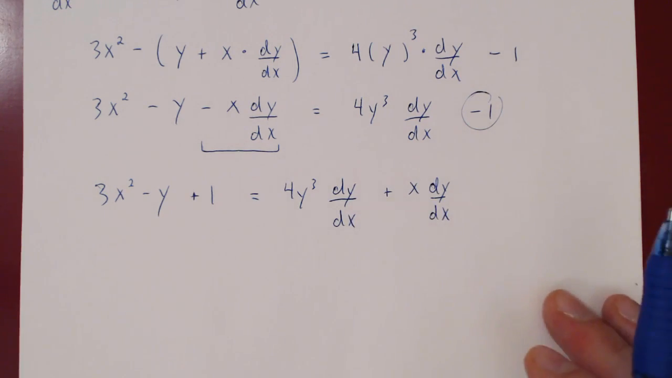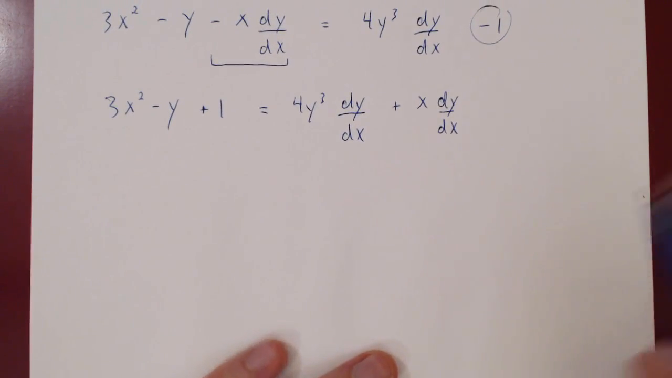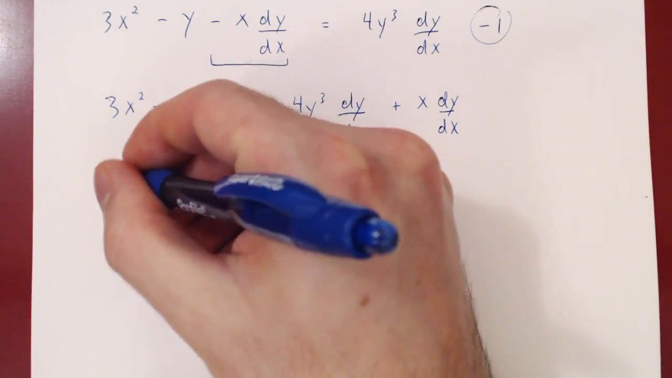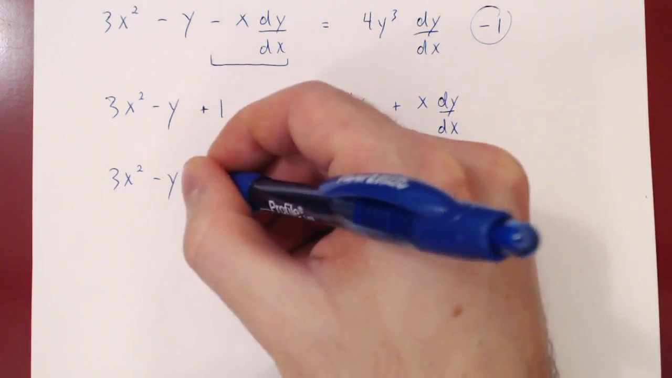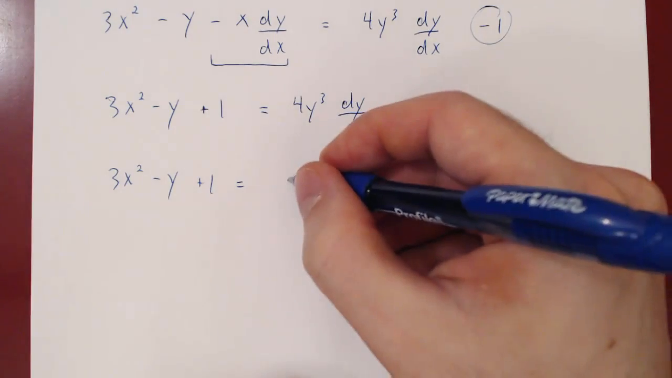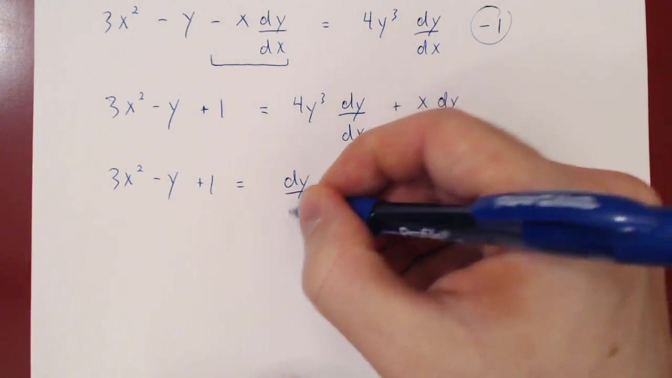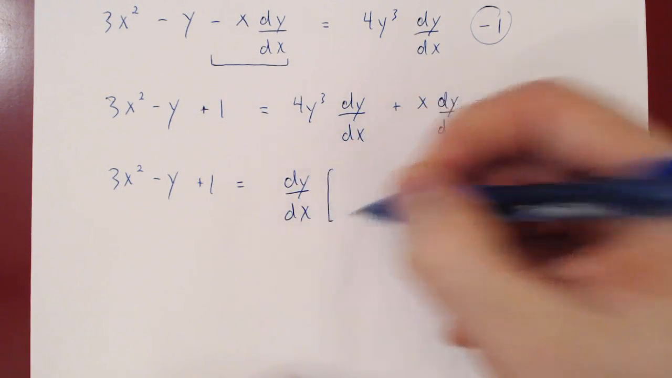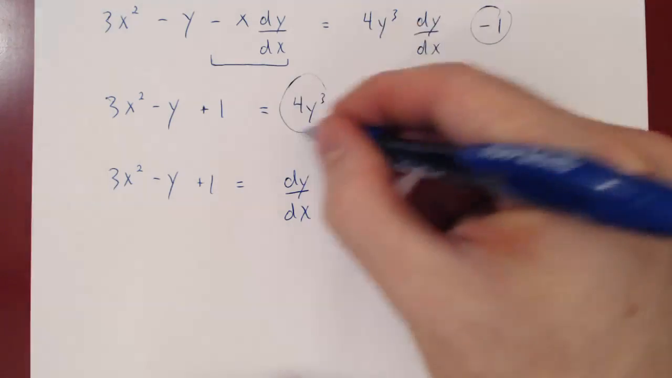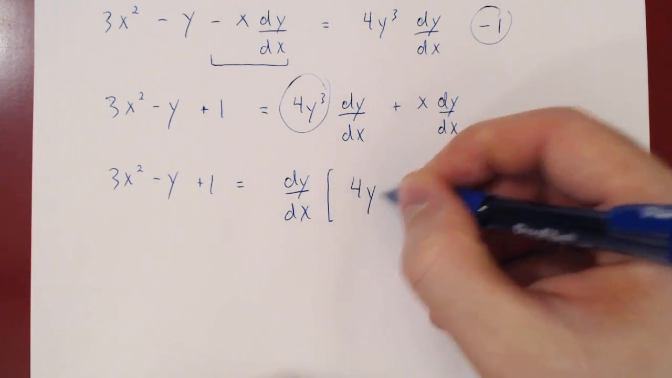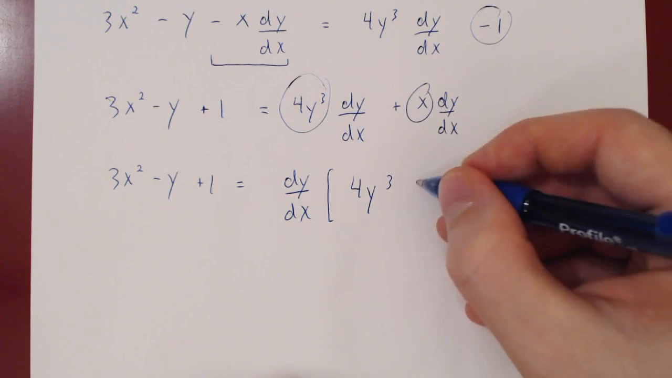Then you can factor dy over dx. So we'll have 3x squared minus y plus 1 is equal to, factoring dy over dx from both terms will give you, 4y cubed plus x.